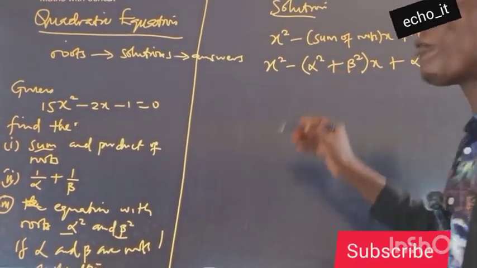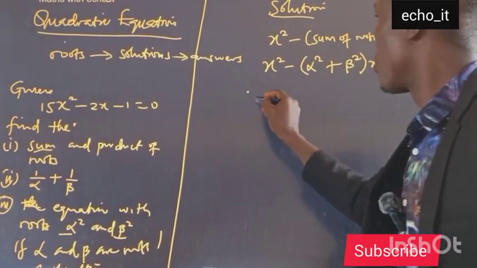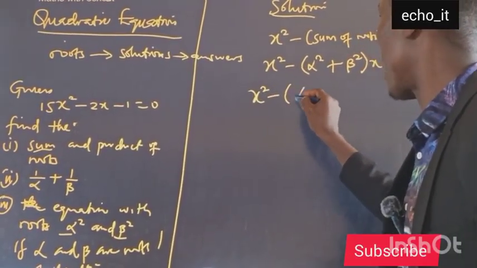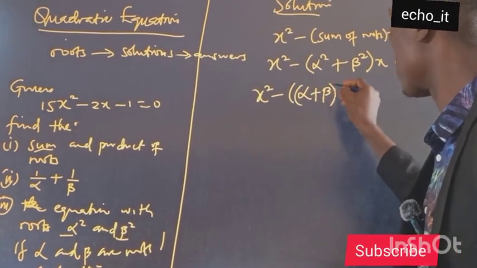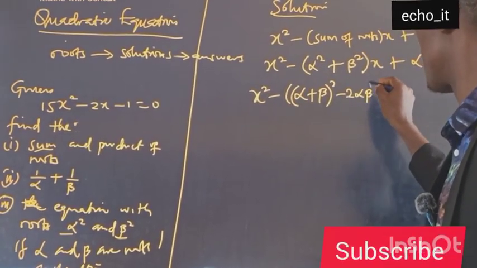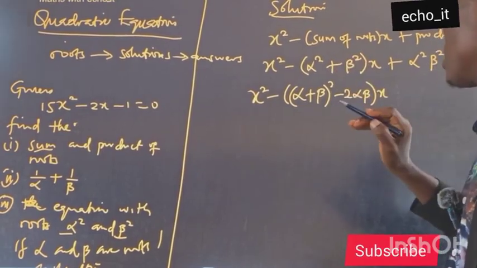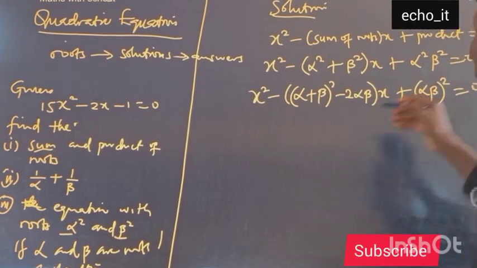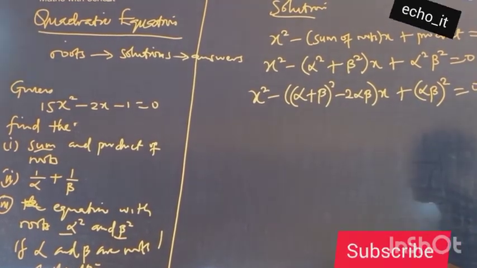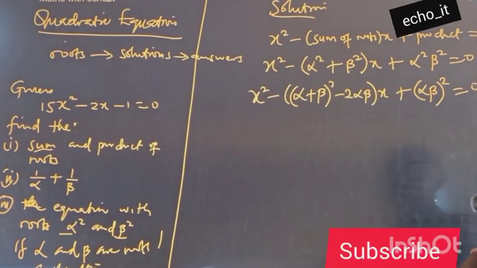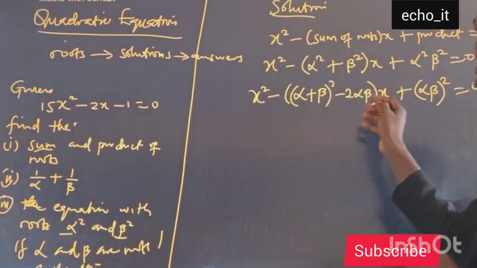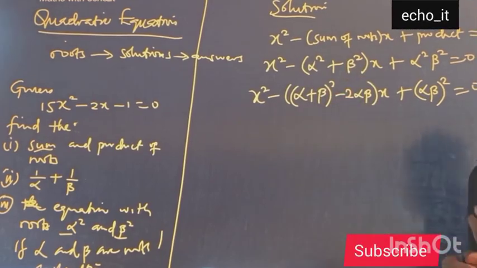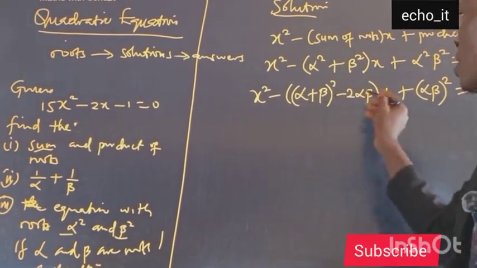Now, what is the meaning of alpha squared plus beta squared? We can simplify this to be alpha plus beta all squared minus 2 alpha beta. So this is the same thing as this. Then the product is alpha beta all squared, because we know the sum of roots is minus b over a, and we know the product of roots is c over a. That's why we have to turn this. So these two are the same expression. You can use any of them, but this is preferable.